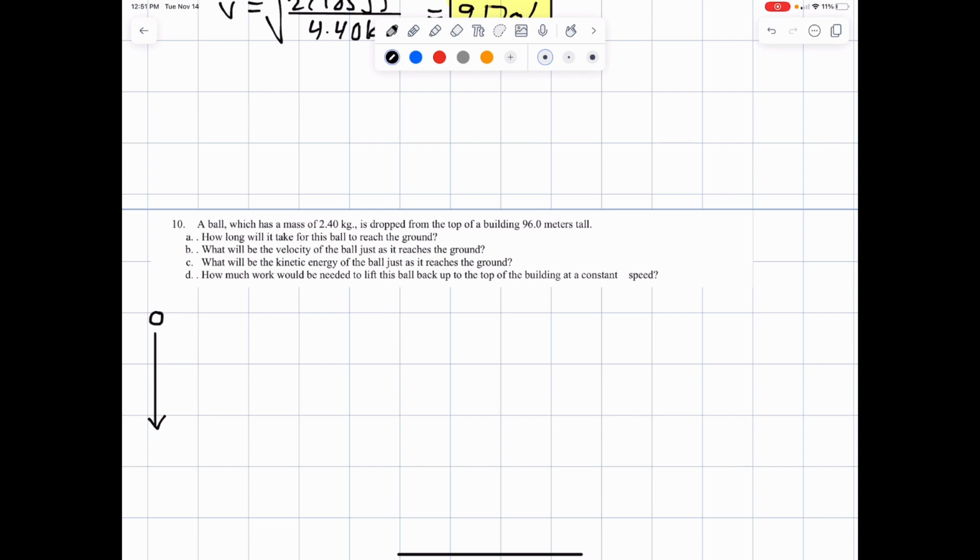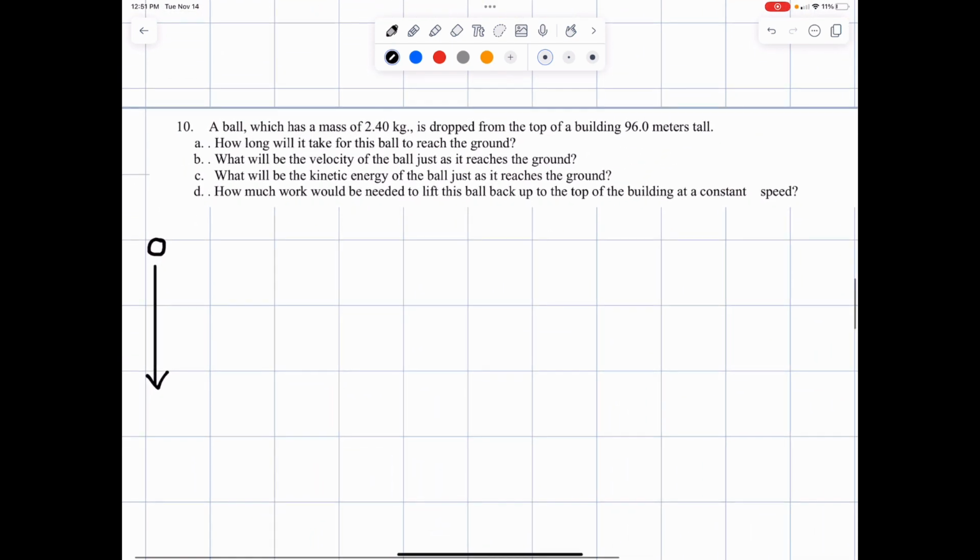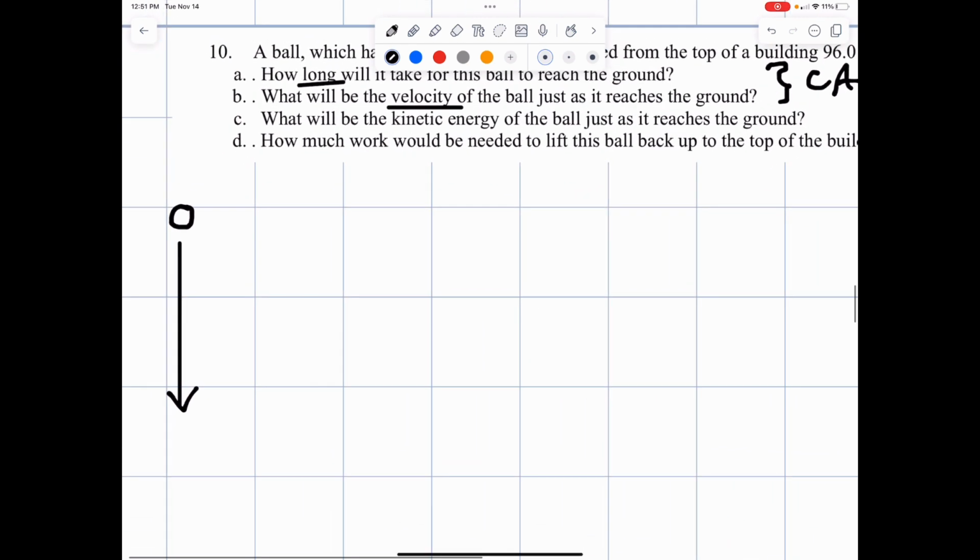So number 10, we have a ball which has a mass of 2.4 kilograms, dropped from a building 9.96 meters tall. How long will it take to reach the ground? So the first 2 parts of this are a constant acceleration problem. You're looking for time and you're looking for velocity of an accelerating object. So it's a constant acceleration problem.